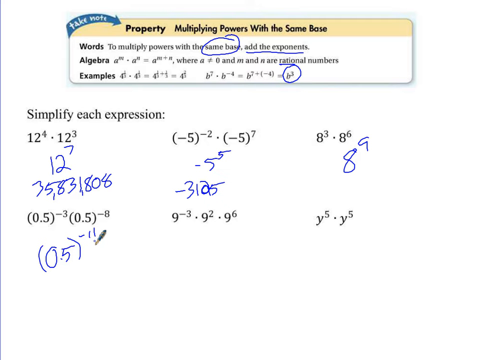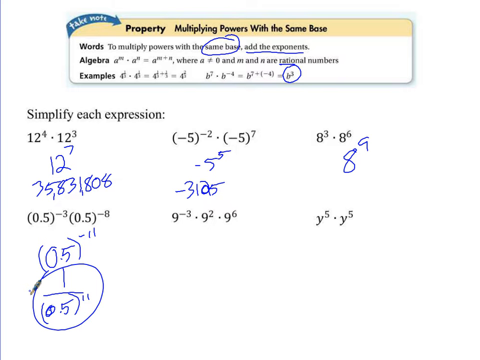How do I get rid of that negative exponent? Put it under 1. So 1 over 0.5 to the now 11th power. And that is your answer. You can't leave a negative exponent in your answer here. So we have to go that route. And then if you needed to, you could type into your calculator 1 divided by 0.5 to the 11th power and figure out what that number is.